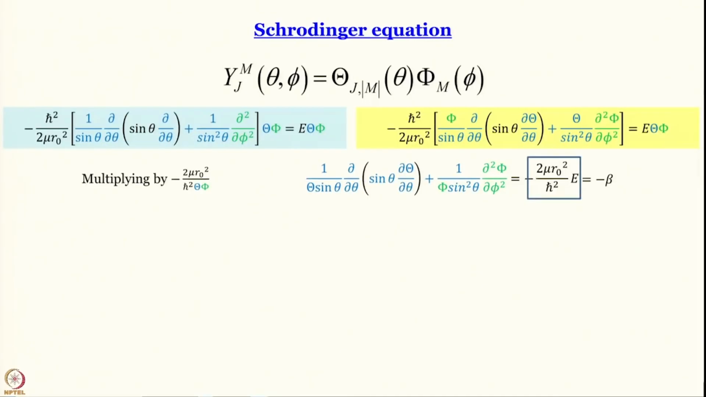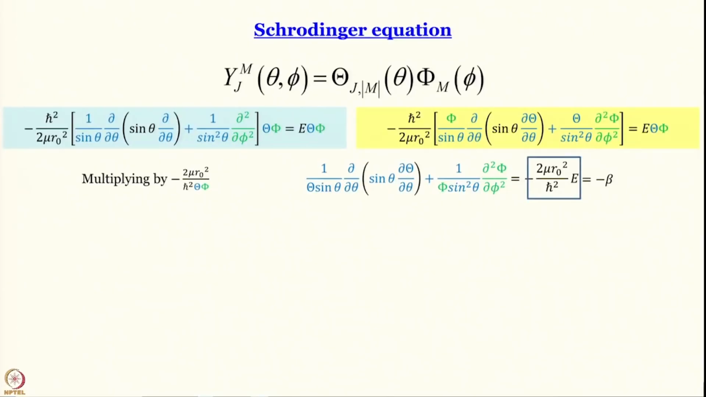Whatever treatment we are doing now is exactly the same thing that is done for the angular part of Schrodinger equation for hydrogen atom, right. That is why it is so attractive, other than it describing a rotating molecule in the first place. So, we will write it as minus beta.